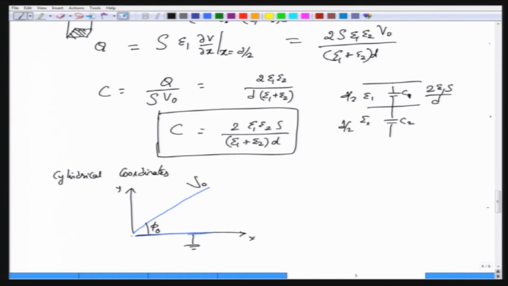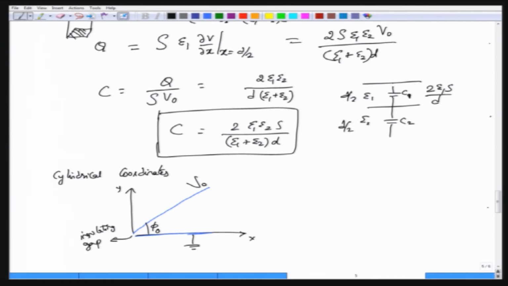Of course, there must be an insulating gap here, otherwise they will all be at the same potential. So, I have put a very small insulating gap over here. Now, clearly I have to use cylindrical coordinates, and the potential will be a function only of phi.